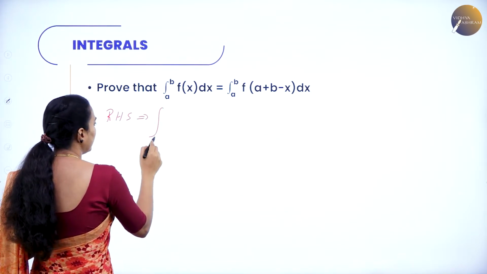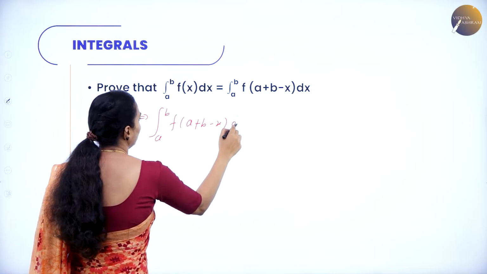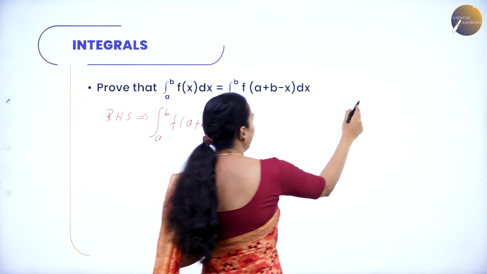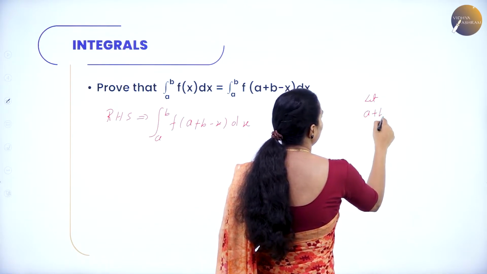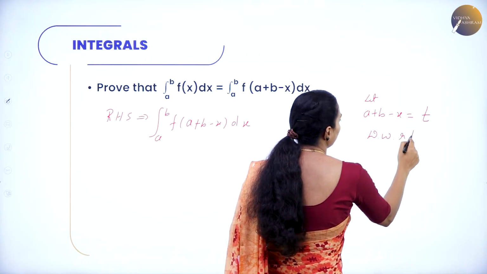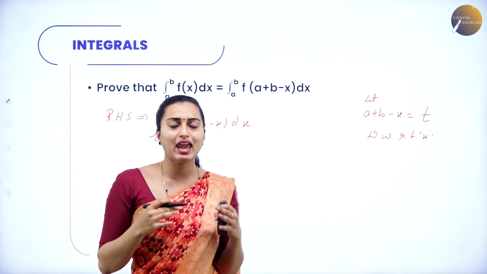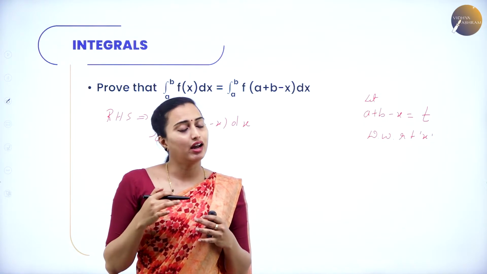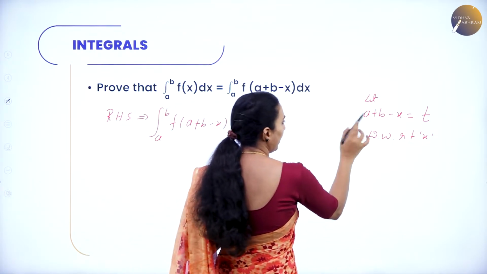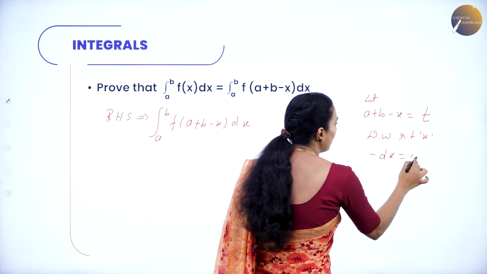Which implies integral a to b f of a plus b minus x dx. Now here I am going to do the substitution, let a plus b minus x equal to t. Now I am going to differentiate with respect to x. You know already that a and b are the limits, which are constants, so the differentiation of a constant is 0. Therefore, differentiation of a is 0, differentiation of b is 0, differentiation of minus x is minus dx, which is equal to dt.